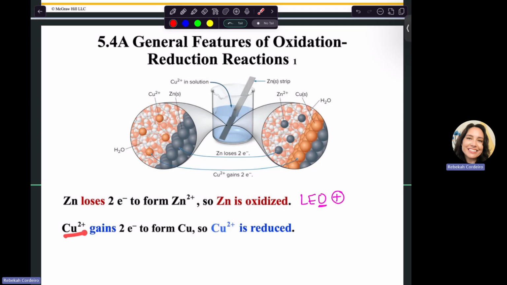Copper goes from +2 to 0. So we are gaining those 2 electrons. We are getting more negative. So we consider that GER, and the R of GER stands for reduction. So we can tell what's being reduced because we're getting more negative.